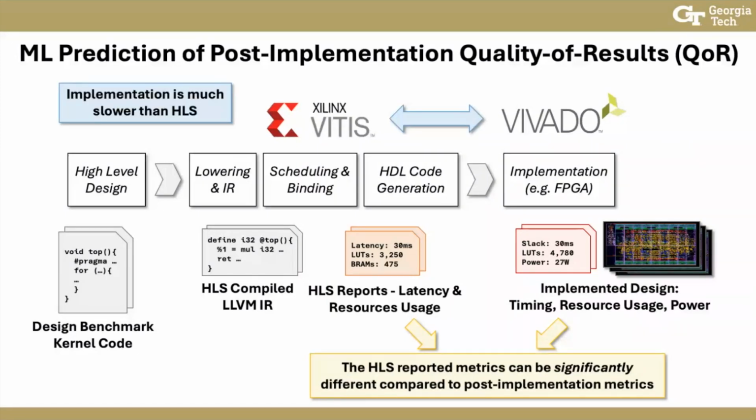And one thing that we also want to note is that running Vivado to get the real resource usage, max frequency, power, those kinds of metrics, takes much longer. It's much slower than running Vitis HLS. Running Vitis HLS can take a couple of minutes, and then Vivado can take like 30 minutes or an hour. So the idea is: can we predict the implementation metrics only given the HLS reported metrics, right?